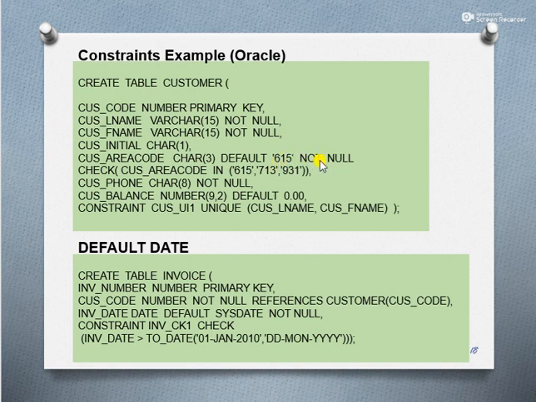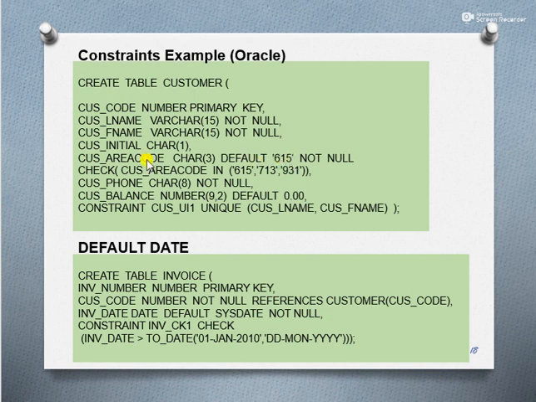Not null is also a constraint. Default 615. What does it mean? It means that whenever a new row is added into the customer table, and if the user does not enter any value for customer area code, it will by default be added as 615. By default the value will be 615, but the end user can change it also.